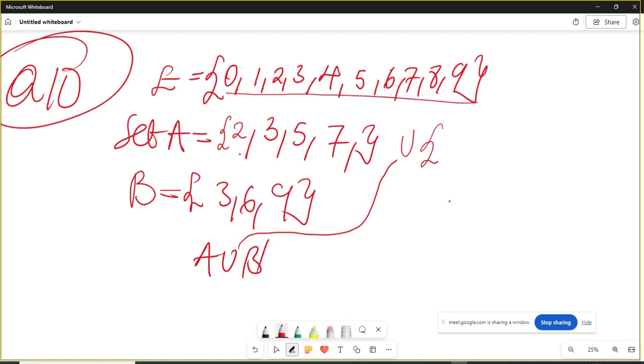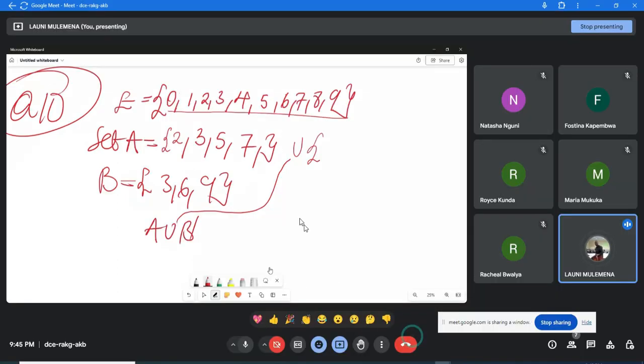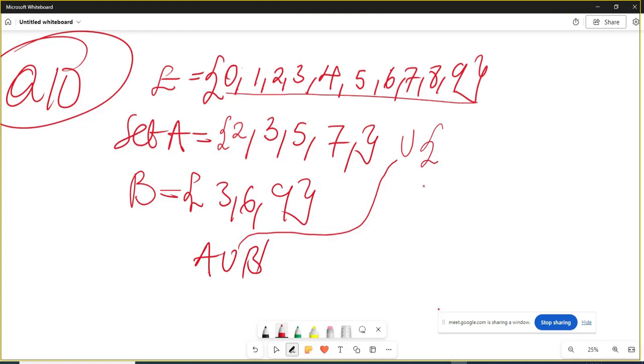They are not supposed to be in the given set. So the given set in B, we have 3, 6, and 9. So we need to ask ourselves, when we go to the universal set, in set E, what numbers have they not mentioned in set B? The numbers which are not in set B, that is B complement. So these are the numbers that we need to identify and write.